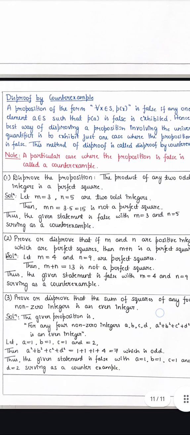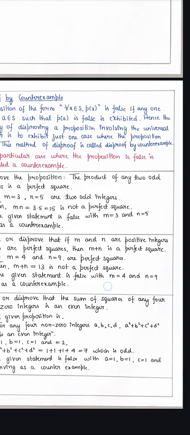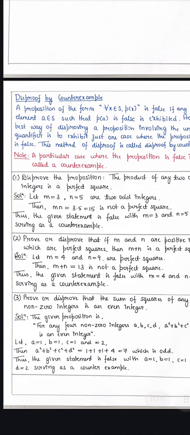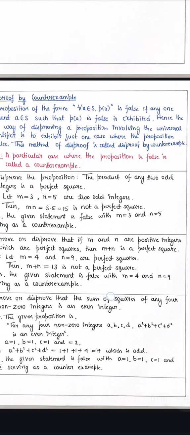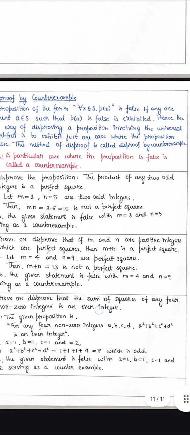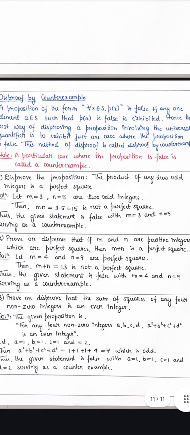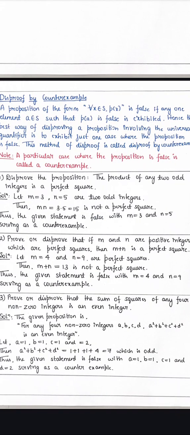Then prove or disprove that if m and n are positive integers which are perfect squares, then m plus n is a perfect square. Let m be 4 and n be 9, which are perfect squares. So m plus n is 13, which is not a perfect square. Thus the given statement is false with m equals 4 and n equals 9 as the counterexample.